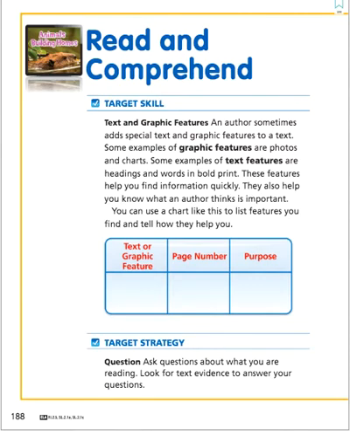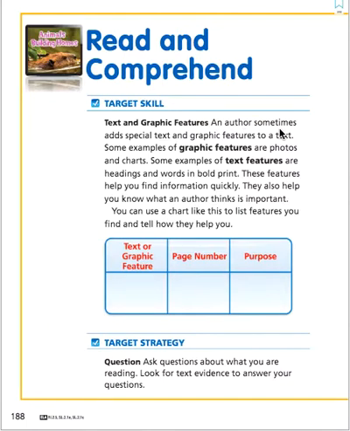For Lesson 6, I'm going to introduce the target skill, Text and Graphic Features. This target skill is something that we will use, think, and talk about for our main anchor text, Animals Building Homes, as well as Whose Home Is It? So let's learn a little bit about what text and graphic features are.